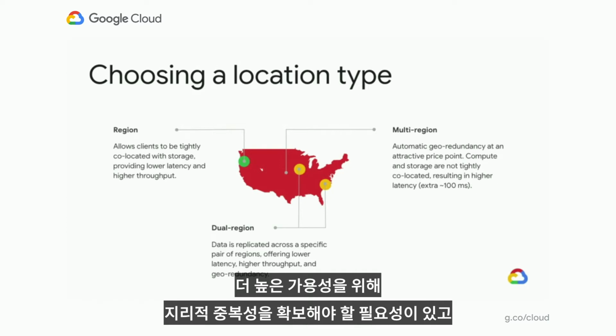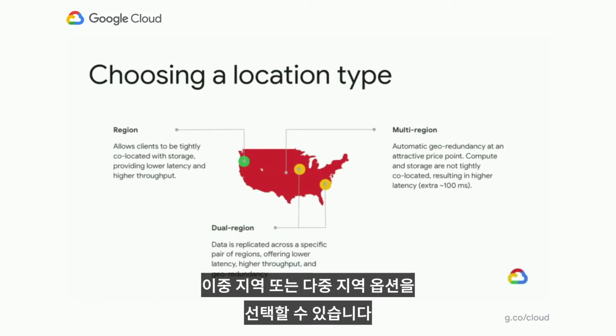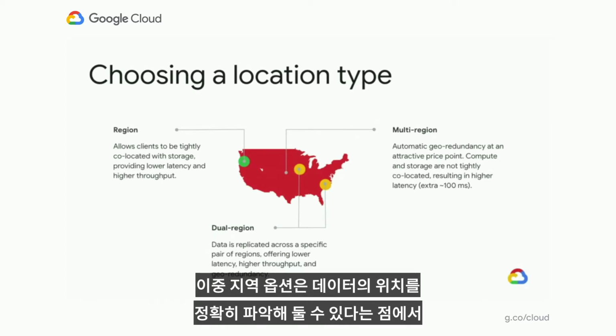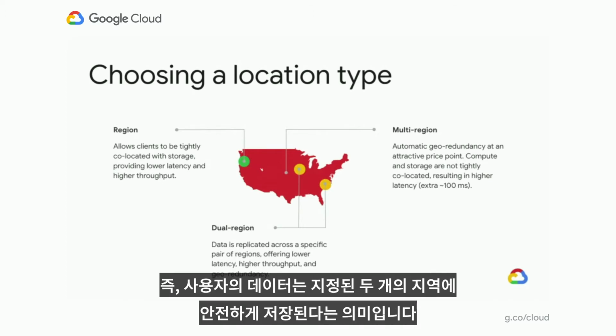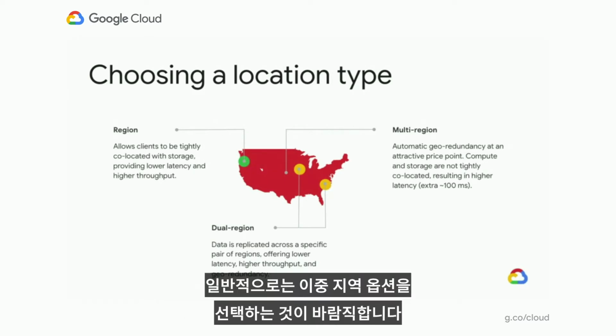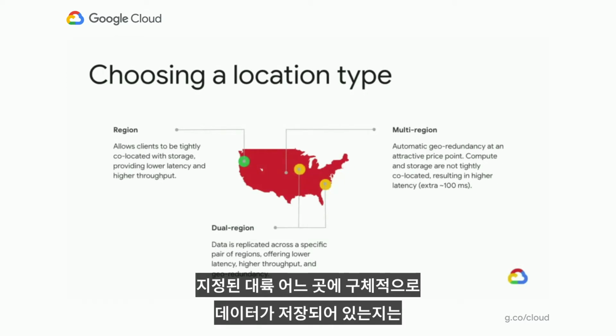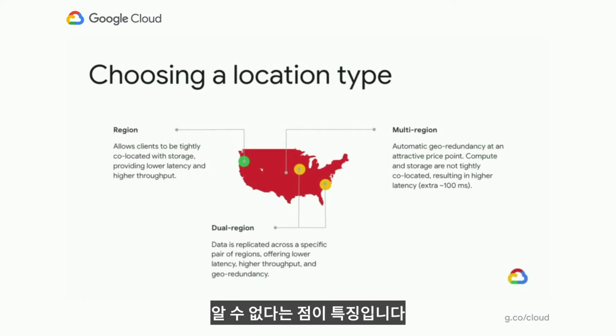Now, if you want geo-redundancy for higher availability, protecting you against particular regional outages, then what you can do is choose either a dual region or a multi-region. Dual regions are more like regions in that you know exactly where your data is located, and namely, they'll be located in the two specific regions that are part of that dual region. And so again, for analytics and other workloads that are high performance, dual regions are usually the right choice. And then multi-regions, on the other hand, you just know that your data is geo-redundant and stored somewhere within a continent. And this is an ideal choice for content serving.